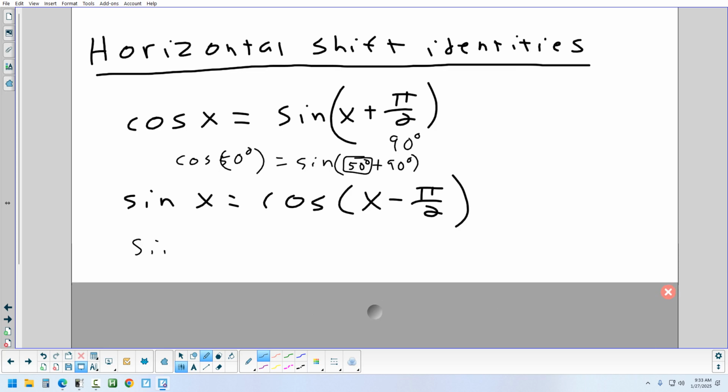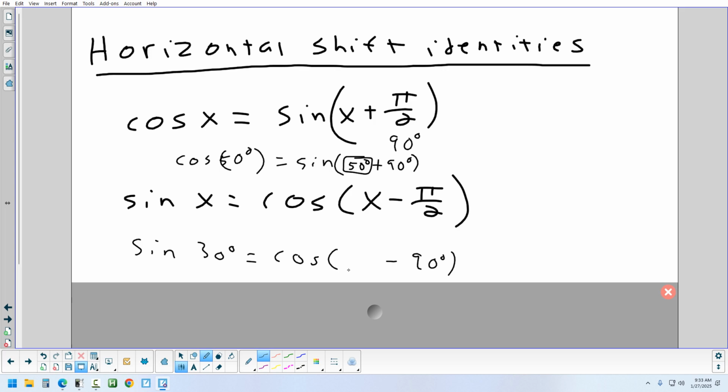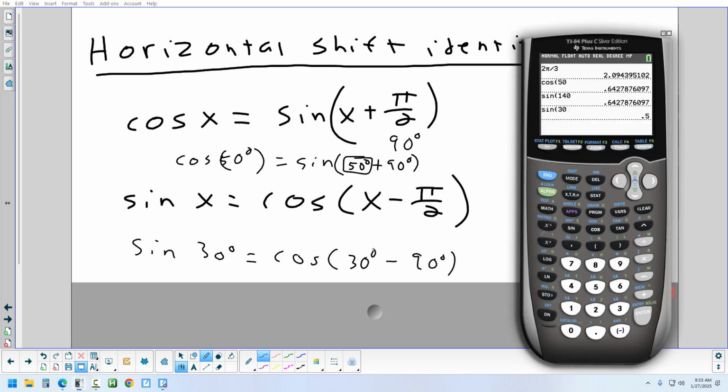All right? And same thing here. If you had the sine of 30, what would that be the same as? Instead of doing the sine of 30, I could do the cosine of what? Cosine of 30 degrees minus 90. 30 degrees minus 90, which is negative 60. And if you don't like dealing with negative angles, then what can you add to that to make it positive? Add 360, so you get 300. So we could do cosine of 300.